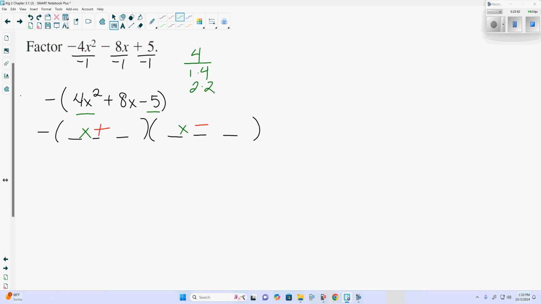Which one do we want to try first? 1 and 4. Yes. Factors of 5 are, where do we want to put the 1? Where do we want to put the 5? Right there. And then we can check. 4x times negative 5 is negative 20x. 1 times x is plus x, giving us negative 19x. Is that the middle term we wanted?